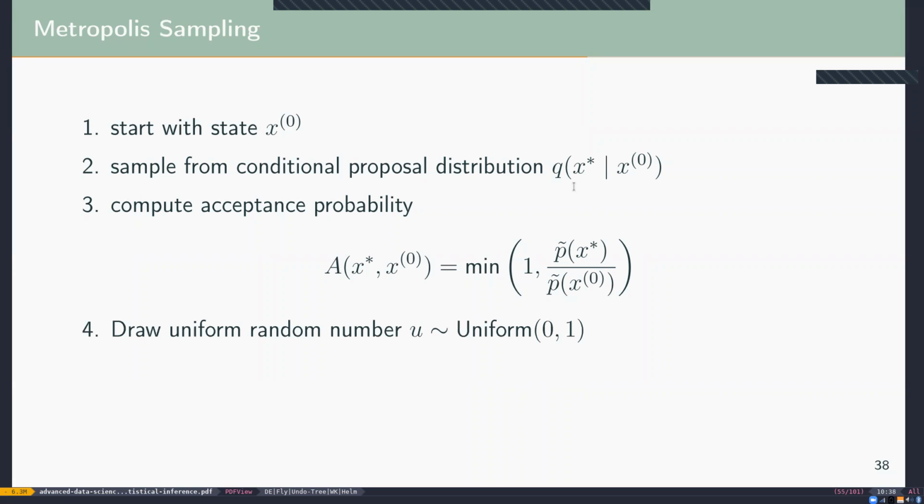So you then can just do this. If you have that acceptance probability, you just draw a uniform number between 0 and u, and then you accept this sample if it's higher than that probability. Cool.